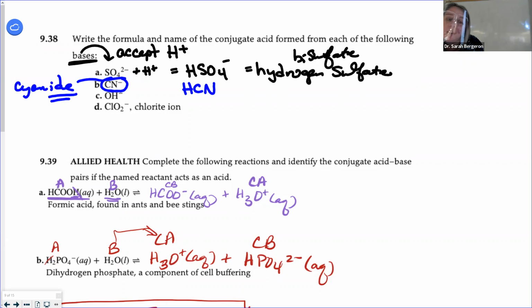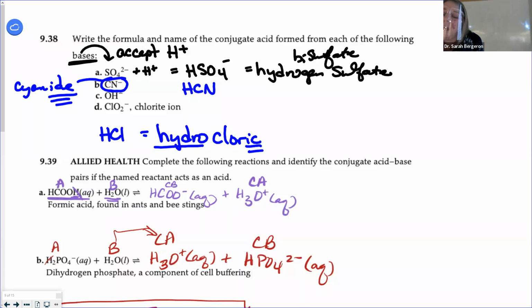What does cyanide end in? IDE. All the other acids that end in IDE, what do we name them? Like if I had this, how would I name this acid right here? Hydro, right? Hydro, and then we name the element, chloric acid, right? Because it's the chloride ion.